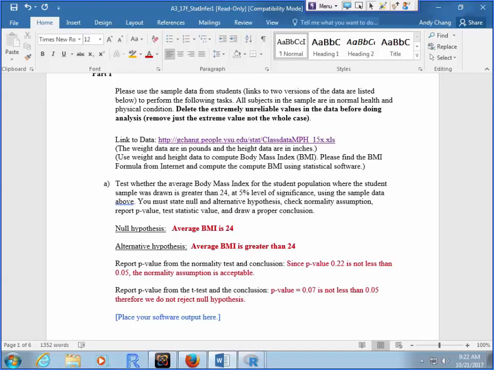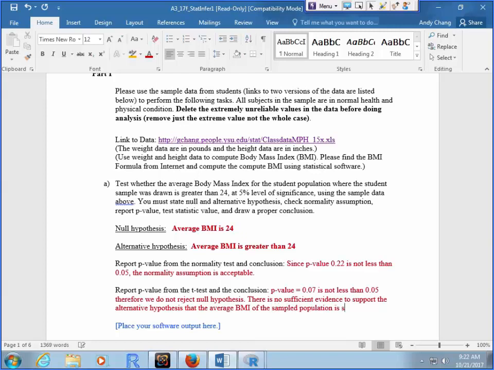That means there's no sufficient evidence to support the alternative hypothesis that the average BMI of the sample population is statistically significantly greater than 24, right? So that's a better statement, right? Okay.